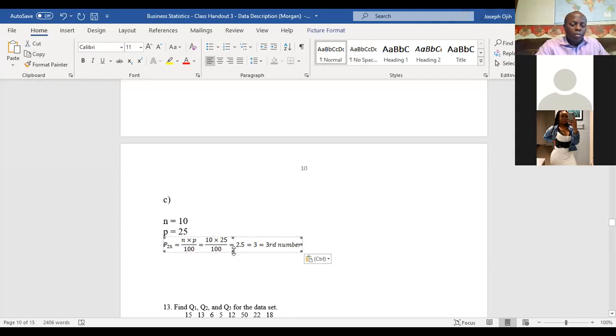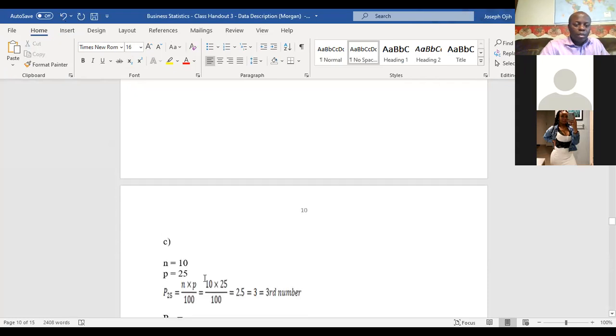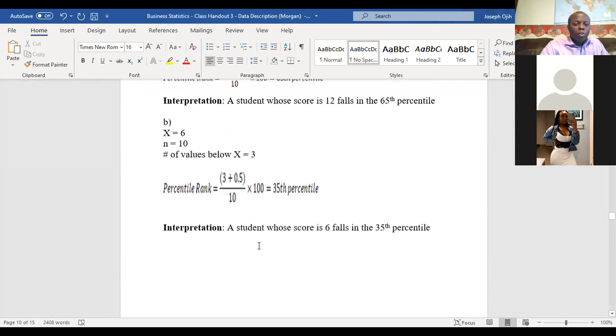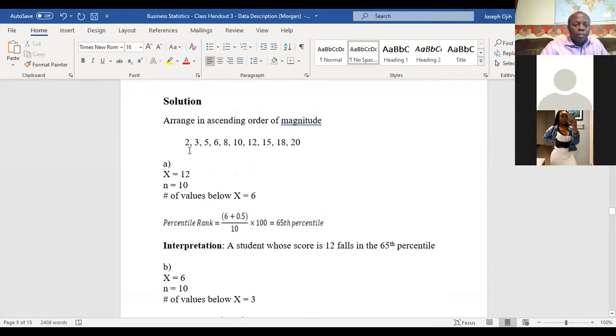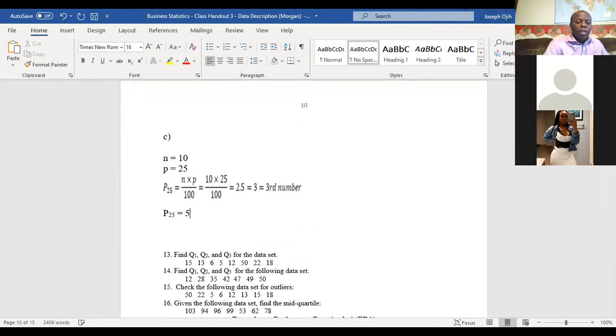So that means that P25, the 25th percentile, equals, let me correct this before I continue writing it. Say it's the third number. You come here and we'll count. 1, 2, 3, which is 5. A score of 5 corresponds to the third number.